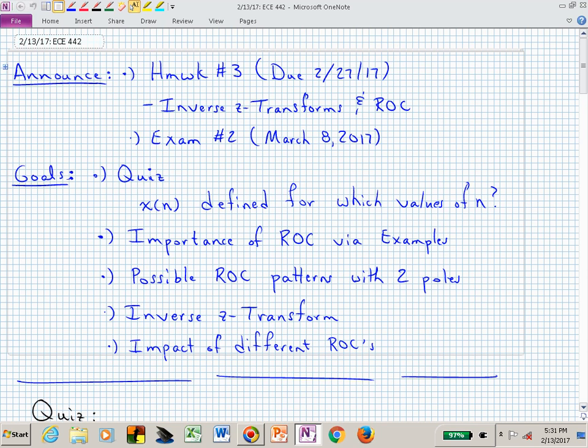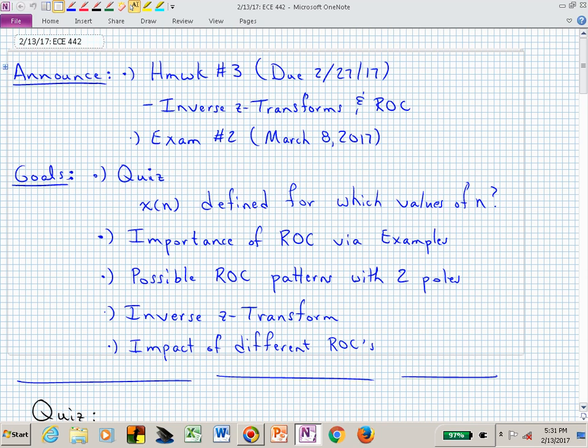The topics for that are inverse Z transforms and region of convergence, which is what we will talk more about today. And just as a heads up, exam number 2 is the Wednesday before spring break. I know you're all anticipating spring break. I'm anticipating spring break so I can grade your exams. But that's the 8th of March, which is a month after your previous exam. And then we'll have a third exam and a final exam to finish up the semester. The final exam, I think, is on the last day of the exam period.